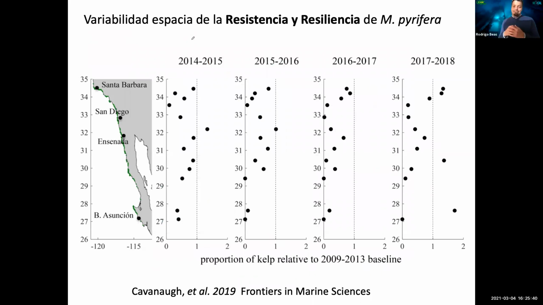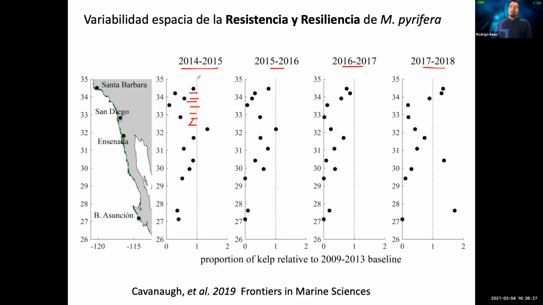For kelp, not all is bad news, right? So in another paper that I was able to participate in, led by Kyle, we use the estimations of kelp biomass with satellite images, and we show that there is a great variability in both the resistance and the resilience of these kelp beds. And this image shows variability every 100 kilometers. So these are sections of the coast every 100 kilometers. And this is one year, 2014, 2015, 2016, 2017, and after the heat wave, completely after.